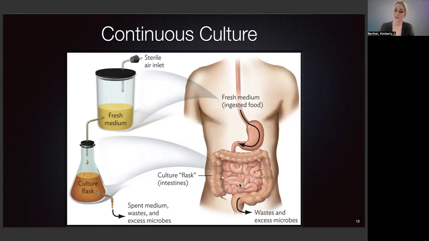Our gastrointestinal tract is lined with microorganisms, and we're constantly bringing in fresh nutrients for them, fresh foods. We're not only feeding ourselves, but we're feeding the microorganisms within our body. And we're removing the waste products, not only that we generate, but also that the microorganisms generate as well in this process. So they benefit from this continuous culture aspect.